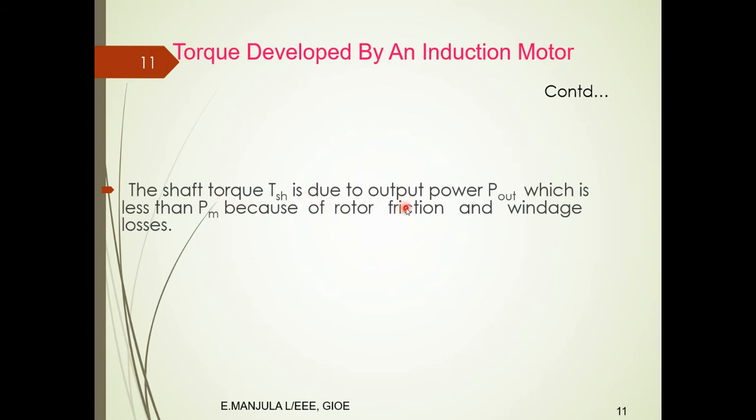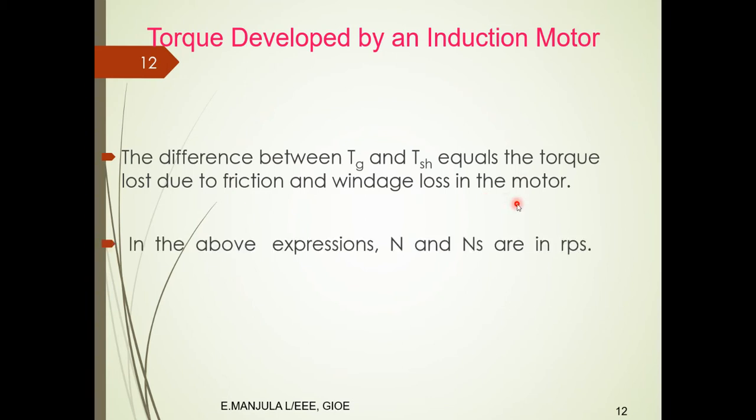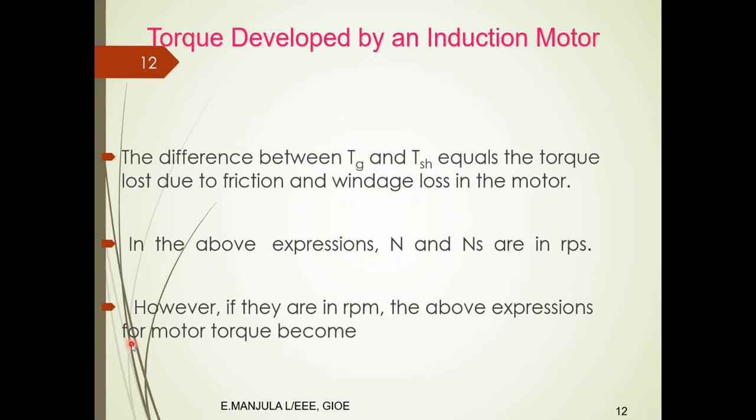The shaft torque Tsh is due to the output power P output, which is less than Pm because the rotor frictional and windage losses are there. So P output is always less than Pm because Pm includes the frictional and windage losses. So Tsh is equal to P output divided by omega, which is nothing but 2 pi N. The difference between Tg and Tsh equals the torque lost due to the friction and windage losses in the motor. In the above expression, N and Ns are in RPS.